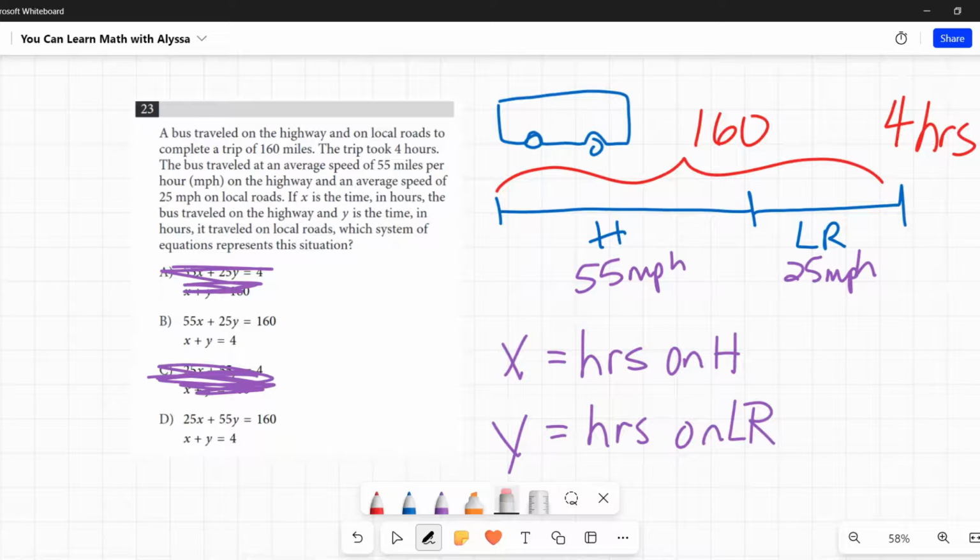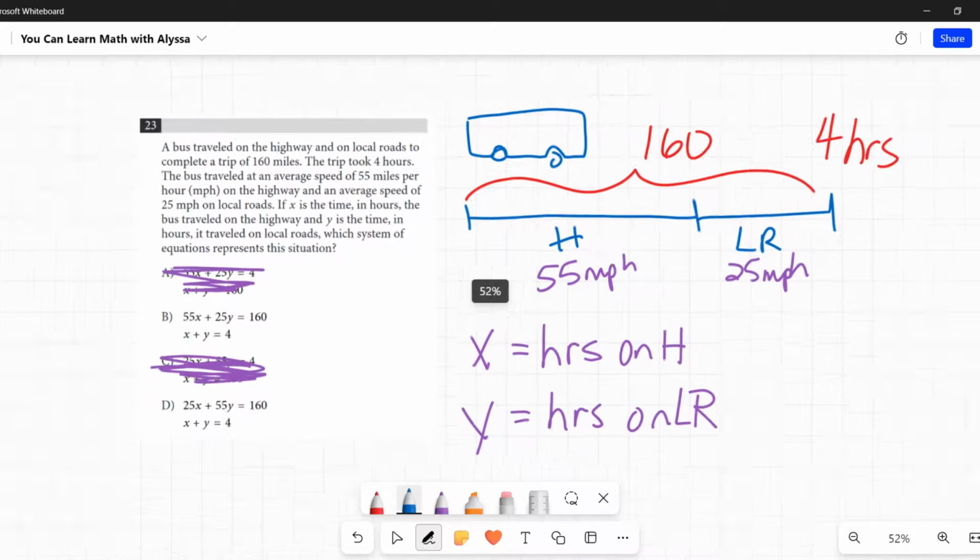Okay, so I'm going to erase that X plus Y equals 4 for just a second. Give me a little more room. Now, what are our two differences? This one says 55 times X plus 25 times Y equals 160. This one says 25 times X plus 55 times Y equals 160.